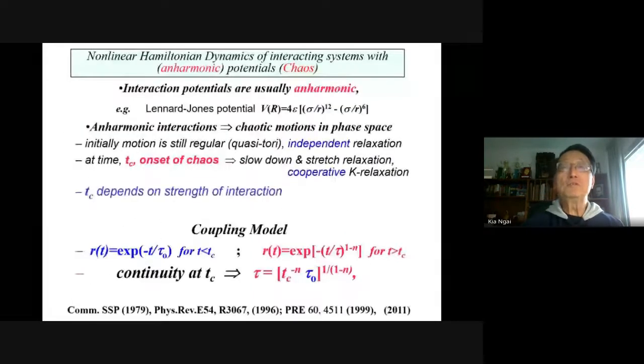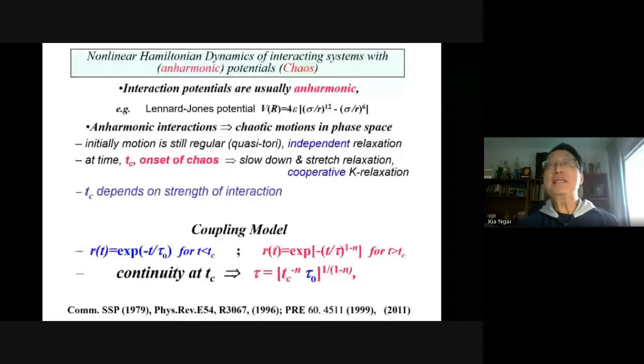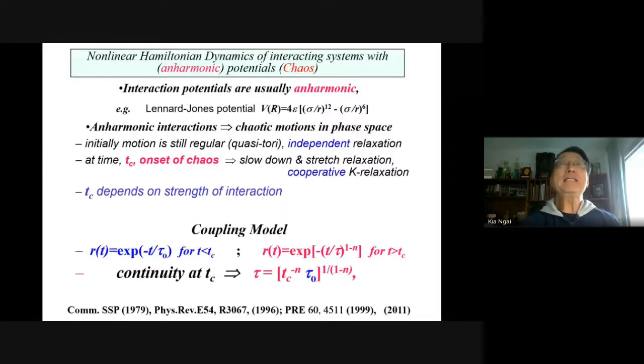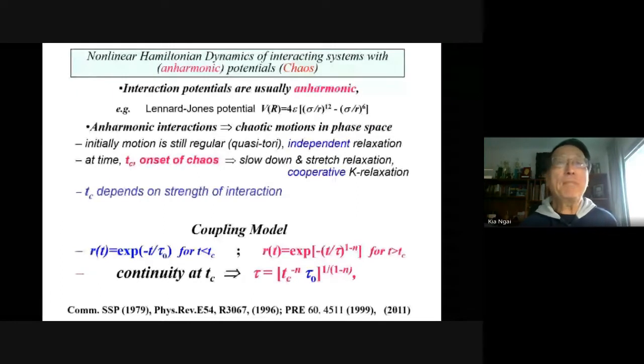So let me go right away to what I did in '79, and that is already just in this view graph. The idea is that most of the systems that we are dealing with, the potential in the Hamiltonian is anharmonic. Very few things are harmonic in nature, and so anharmonicity, like you well know, the Lennard-Jones potential is highly anharmonic, and so anharmonic interaction leads to chaotic motion in phase space.